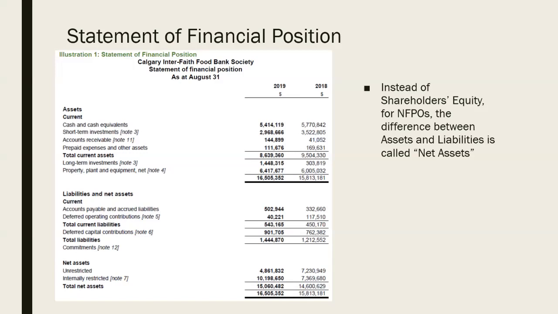And notice there that the net assets are bifurcated into two. There's unrestricted net assets and internally restricted net assets as well. We'll talk about restrictions as well later on.